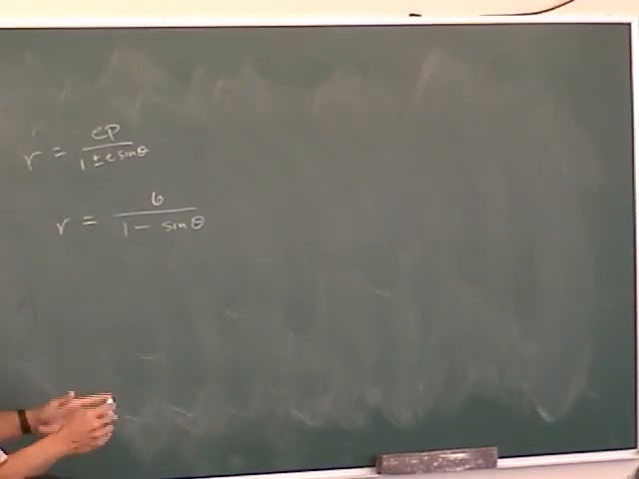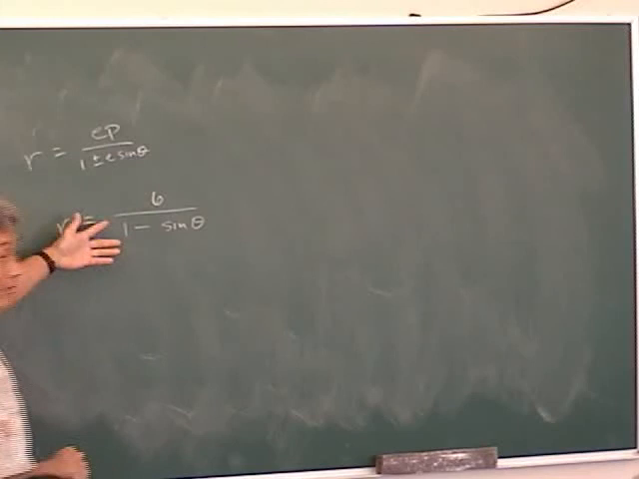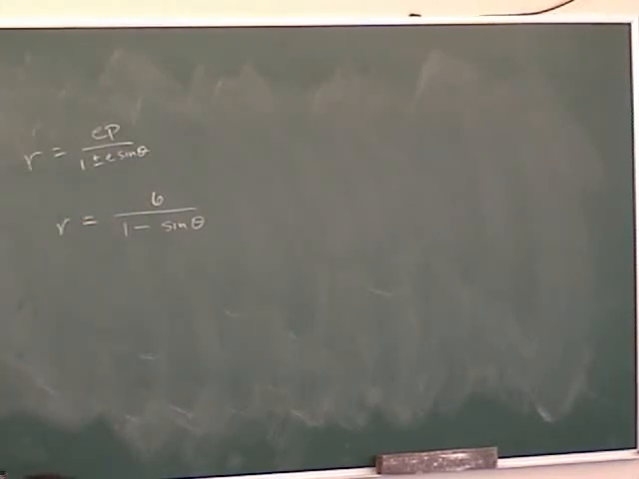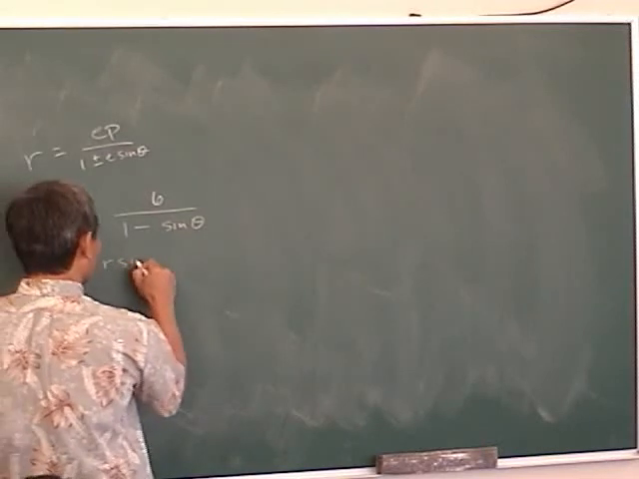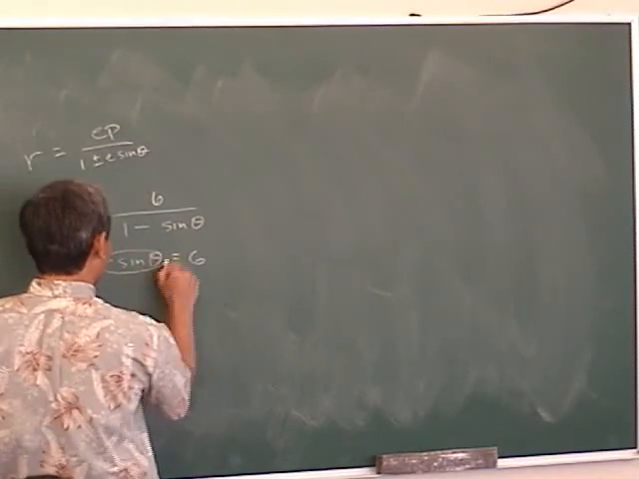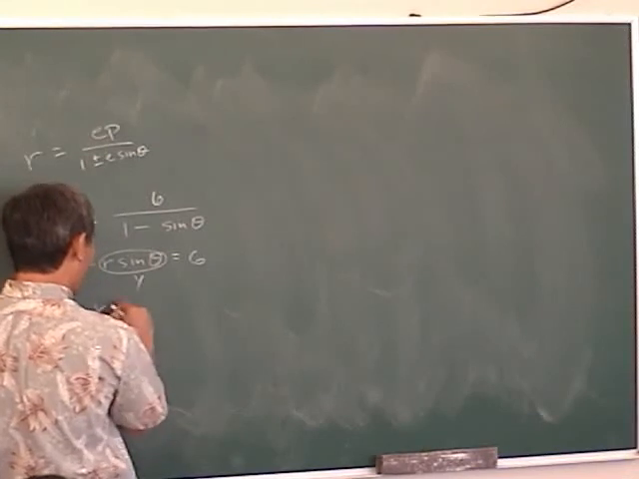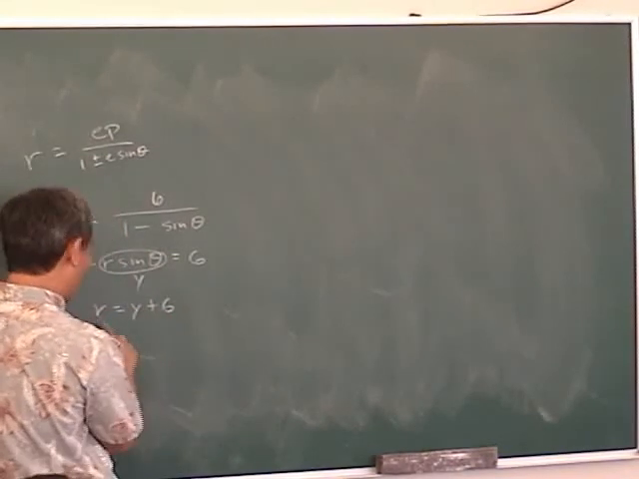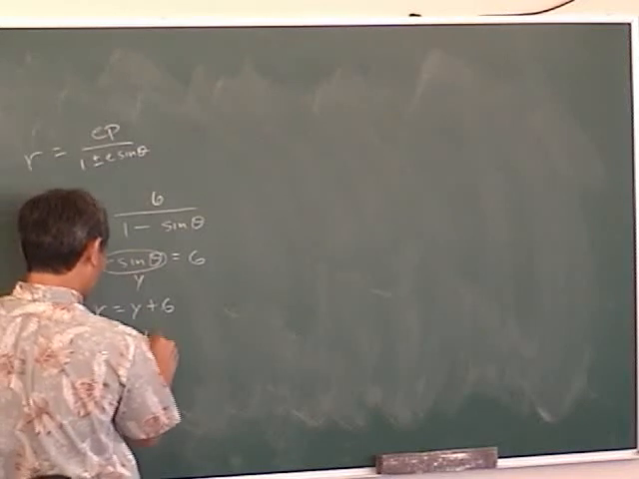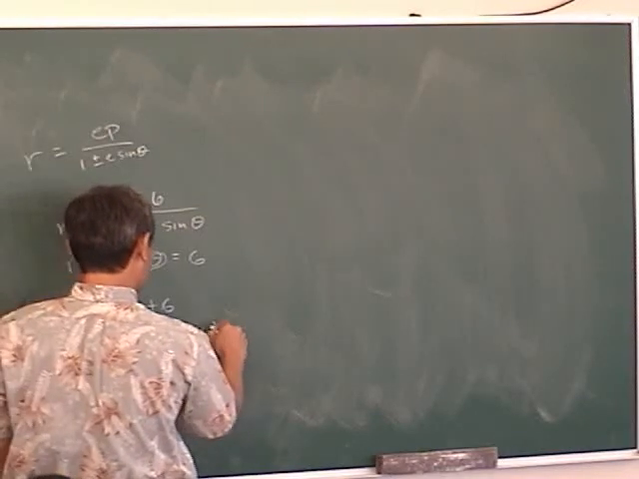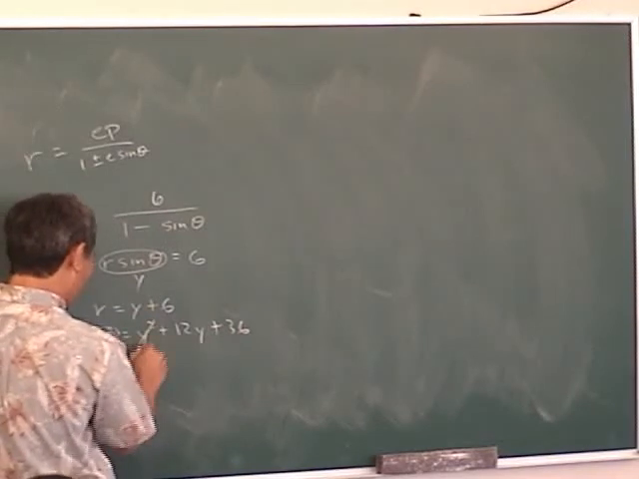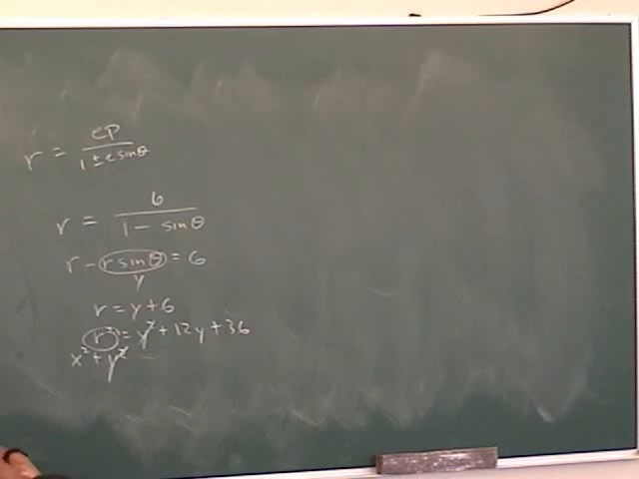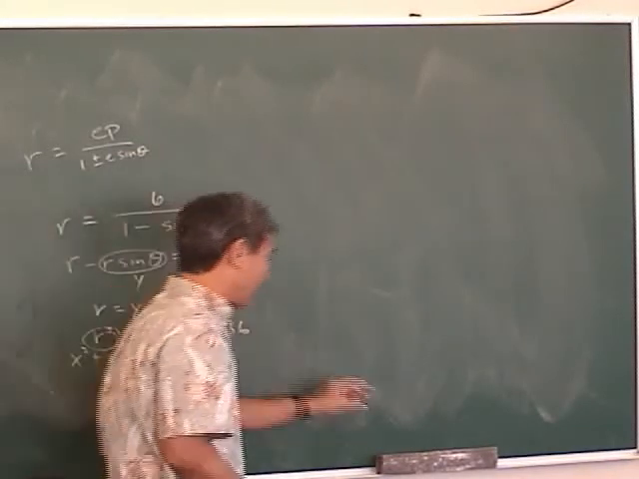Okay, I'm going to give you the secret right now. Would you guys even remember how to change this to rectangular? I'll do it just for the video. You cross multiply: r minus r sine theta equals 6. That's y, so r equals y plus 6. You square both sides, so you get r squared equals y squared plus 12y plus 36. But r squared is equal to x squared plus y squared. The y squareds cancel out, and now you can see you get a parabola, right? And then you complete the square to put it in standard form. But yeah, that's the barbaric way.